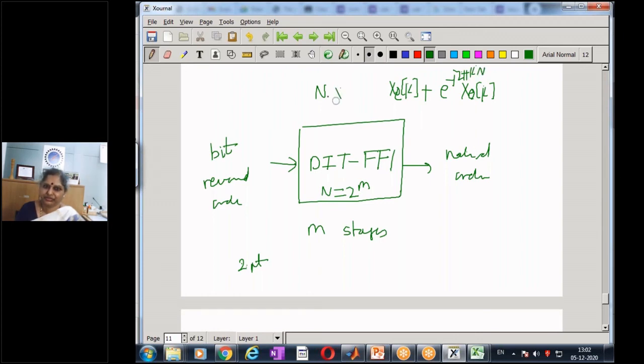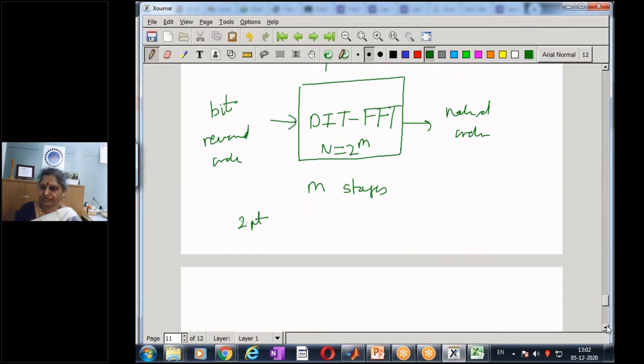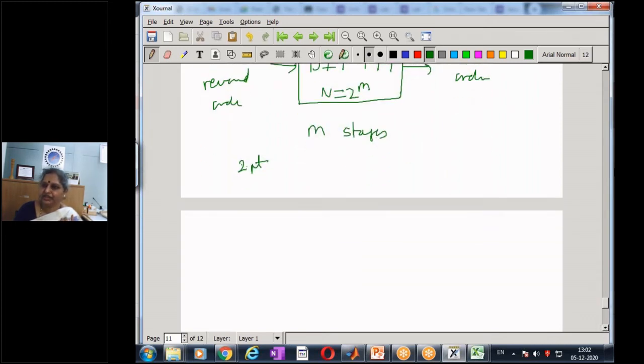Our whole result is based on the single equation that we have just derived, wherein an n-point DFT can be represented as a sum of two n by 2 point DFTs. Each time we kept splitting the given sequence into even and odd. We are able to extend it for any n which is a power of 2, and we are going to have m stages. The input to the algorithm is in bit reversed order, and the output we get in natural order. We'll take up one more example of computing the 8-point DFT using this.